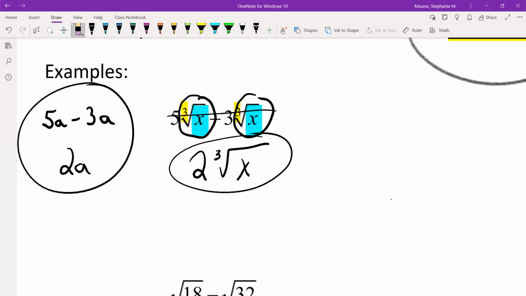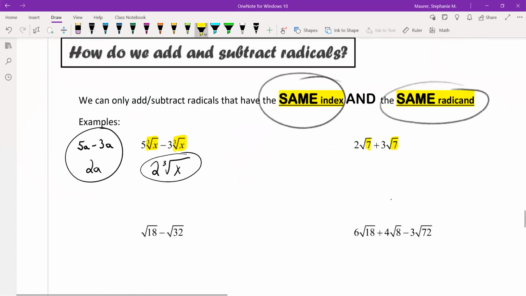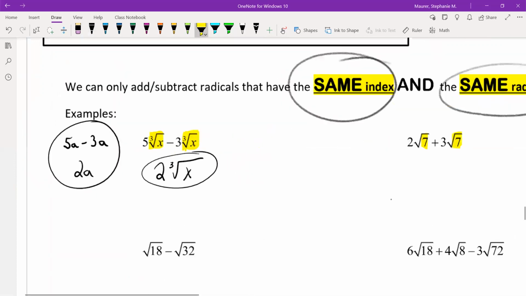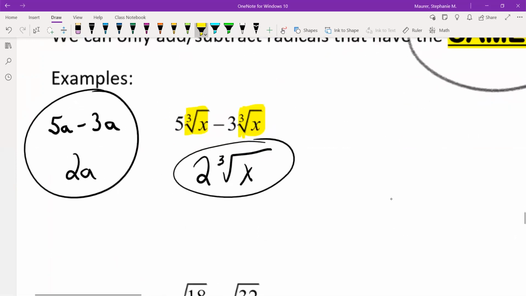So in summary, sorry, that was supposed to erase. There we go. In summary, these pieces here, the radicals, need to be exactly the same. And that's what it's kind of saying up here. Not only does it need the same index, but it needs the same radicand, or number underneath. And when these radicals are exactly the same, when we're adding or subtracting, all we have to do is look at the first couple of numbers.